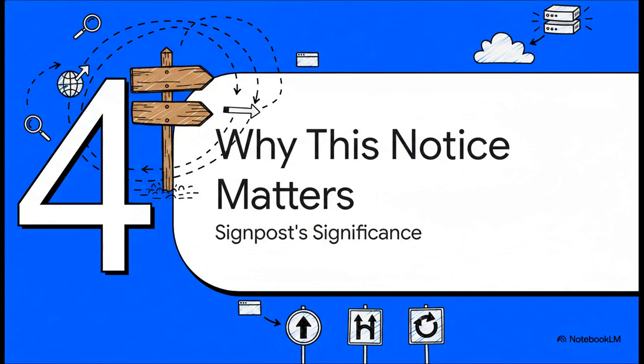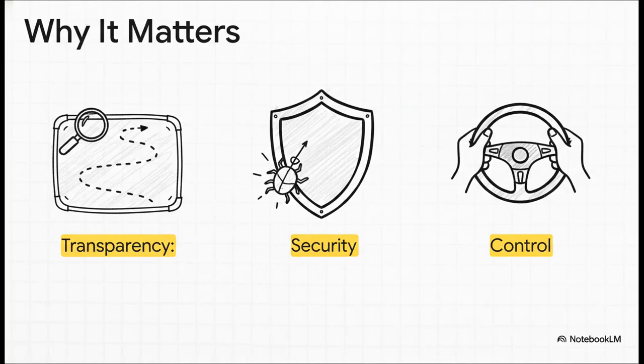Okay, so let's put all the pieces together. Why does this simple little signpost, this thing we usually ignore, actually matter so much in our day-to-day browsing? Well, it really just boils down to 3 big things. First, transparency. No surprises. You know exactly where you're going. Second, security. This is your chance to spot a fishy link before you land on a dangerous page. And most importantly, control. You are the one driving the car, not just some passive passenger.